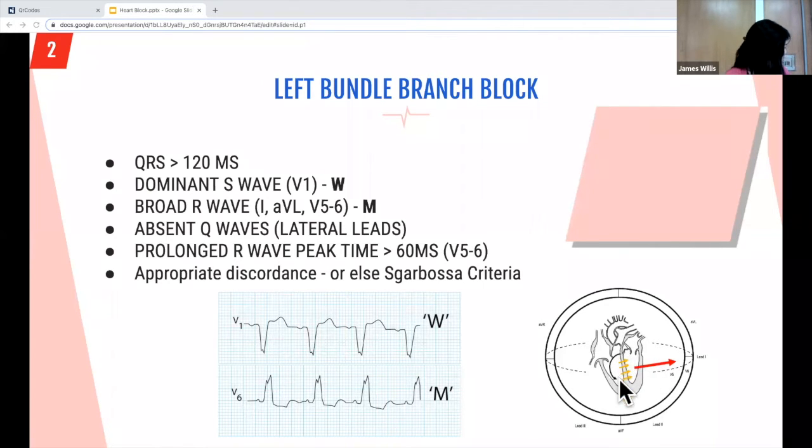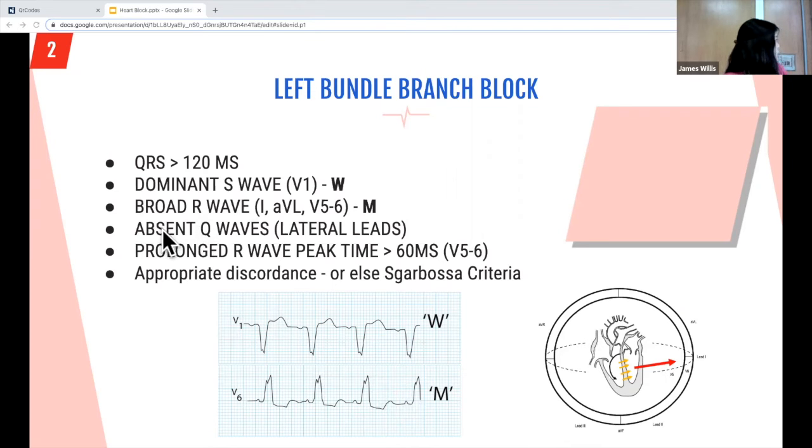Now that your right bundle branch is blocked, you're now going to go kind of in the reverse direction. So you're going to go from right to left across the septum and over to the left side of the heart. So in your precordial leads, which is V1, you're going away from it, so they're more negative. And then in your lateral leads, V6 and aVL, you're going towards it, and so it's more positive. So that's why you have more of a dominant S wave in the precordial leads, and the broad R wave in the lateral leads.